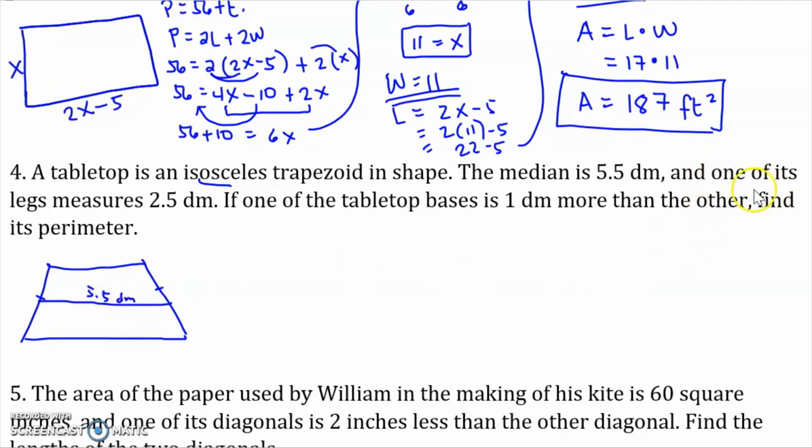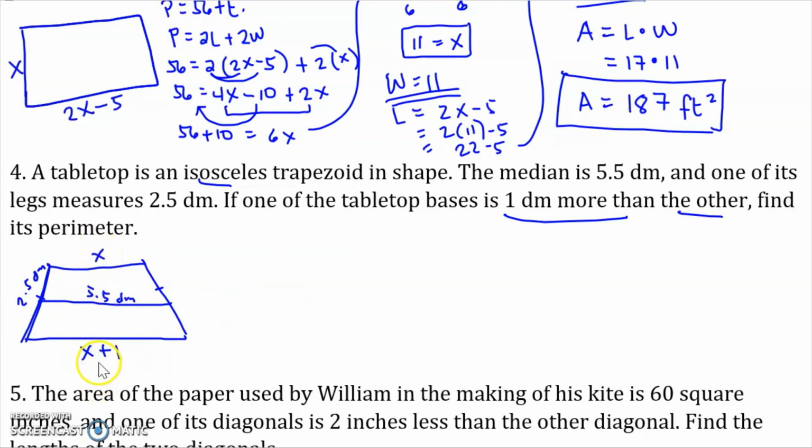Ano pa yung given? And one of its legs measures 2.5 dm. So, eto daw leg ay 2.5 dm. So, lagyan ko lang 2.5 dm. If one of the tabletop bases is 1 dm more than the other, so therefore, hindi na naman nabanggit yung other. So, therefore, yung isa is gagawin nating x, yung hindi na-describe, yung other base. Then, yung isa is na-describe. Ano yung description niya? 1 dm more than the other. So, kung ito yung other, yung isa daw ay mas malaki ng 1 dm. So, kung ito yung isa, plus 1 lang.